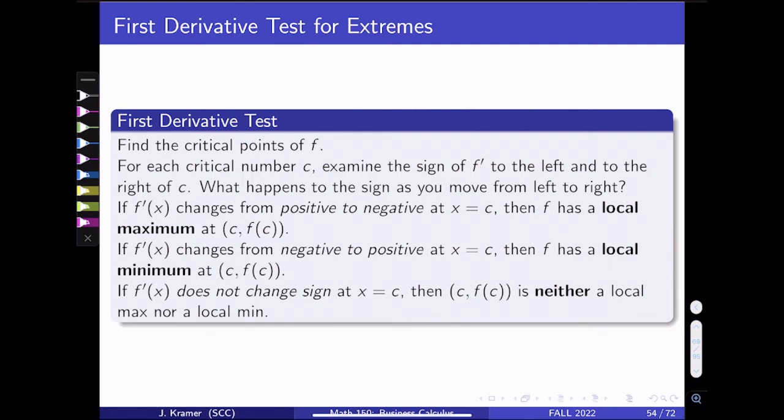What happens to the sign as you move from left to right? If f prime changes from positive to negative at x equals c, then f will have a local maximum. So we're going from positive first derivative to negative first derivative, and we'll have a maximum. Alternatively, if the first derivative goes from negative to positive, we'll have a minimum. If f prime doesn't change at all, it's neither a local max nor local min, and we'll need to do a little bit more research.